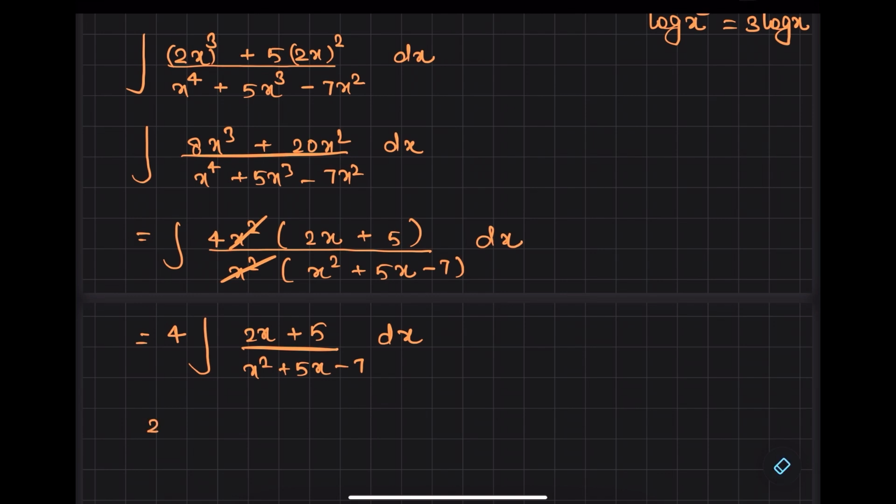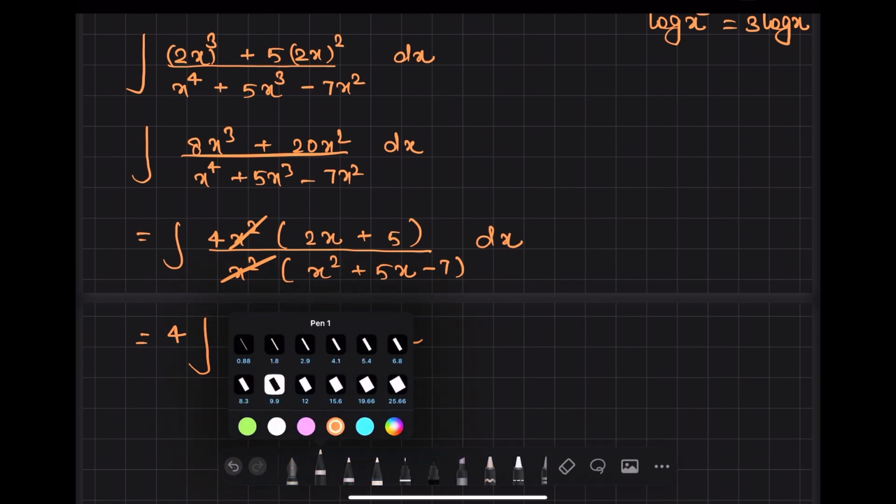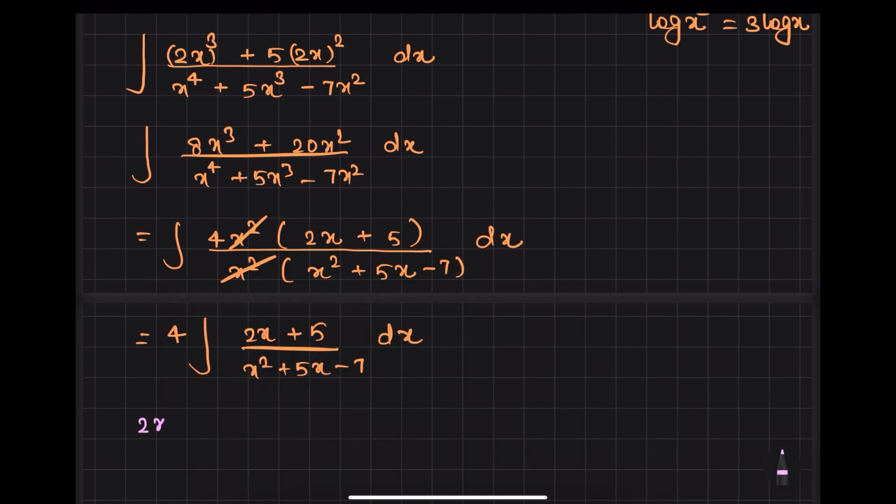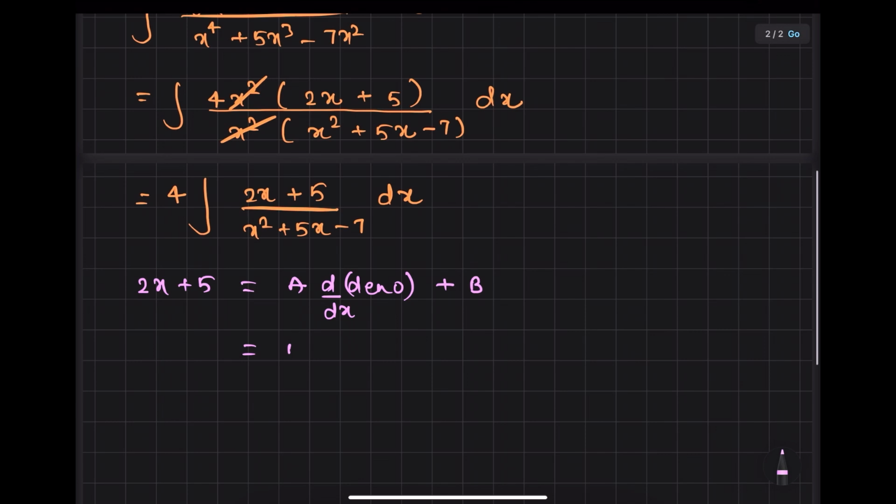So wait, I'll use a different color. Suppose that we have 2x plus 5. So how will you write it? a times the differentiation of the denominator, plus b. So you have to find out a and b. Now look at this, how will I respond? This is a. What is the differentiation of the denominator? The denominator is this component, so we will be writing 2x plus 5 plus b.